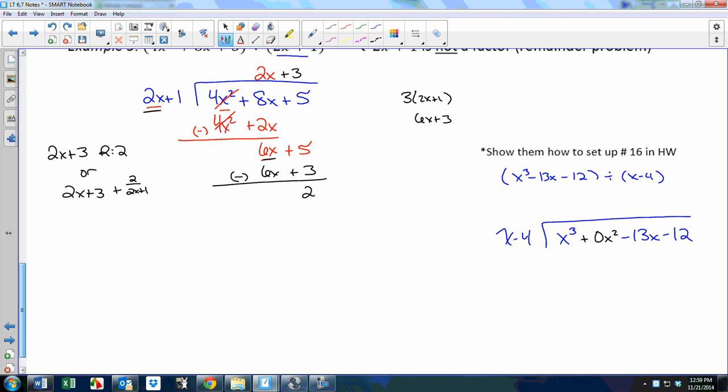If you had to do this problem with synthetic, you'd have to do a lot of fraction work, and it's just not something I think some of you are going to want to do. So that's the main place we use long division. Okay, all right.